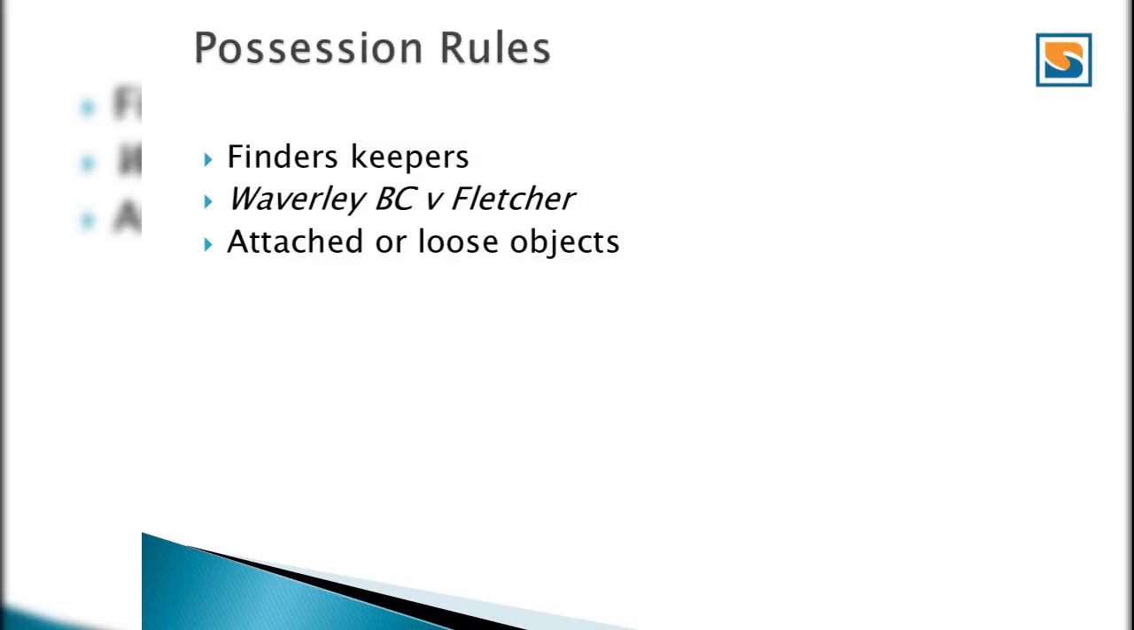The finder's keeper's rule gives the finder good title except against the true owner. In Waverley BC versus Fletcher, the court said underground objects belong to the landowner. If an object is loose above ground, the finder keeps it unless the owner shows control.